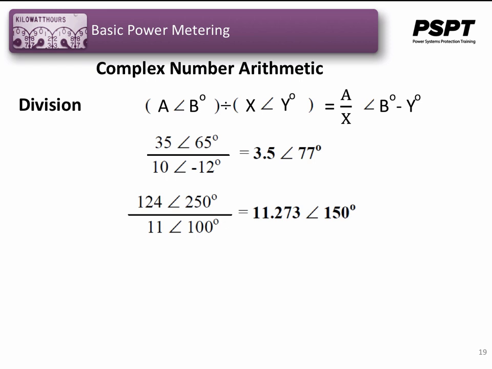In this example, we have 124 magnitude at 250 degrees divided by a phasor with 11 magnitude and 100 degrees. So divide 124 by 11, it gives you 11.273, and you subtract 100 from 250, it leaves you with 150. And the final example is our simple 3 at 30 degrees divided by 5 at minus 30 degrees, gives you a result of 0.6 at 60 degrees.